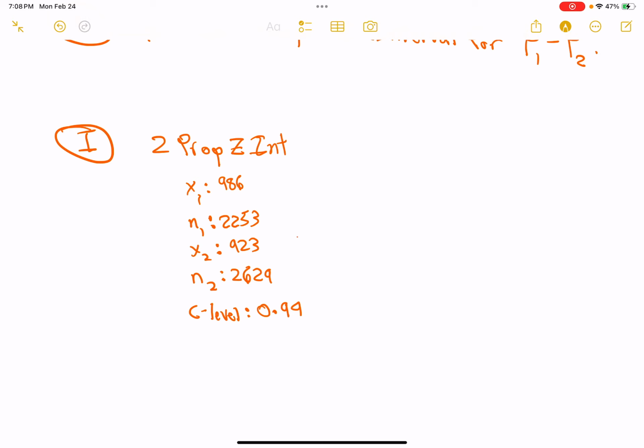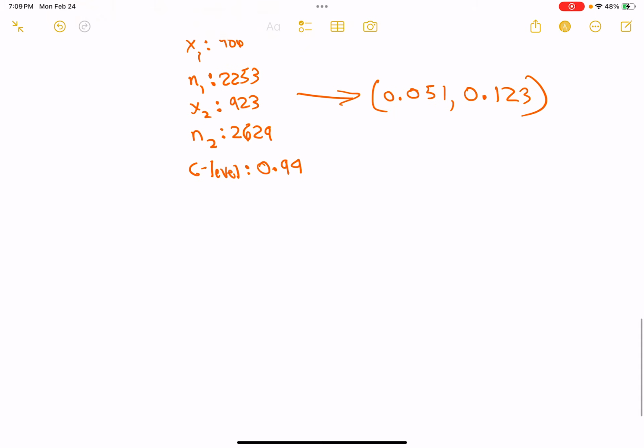Now, when I run this in my calculator, you should be getting a confidence interval of about 0.051 up to 0.123. And that's our confidence interval. And now we're left with our final step, the conclusion. It's going to read the same as any other conclusion.